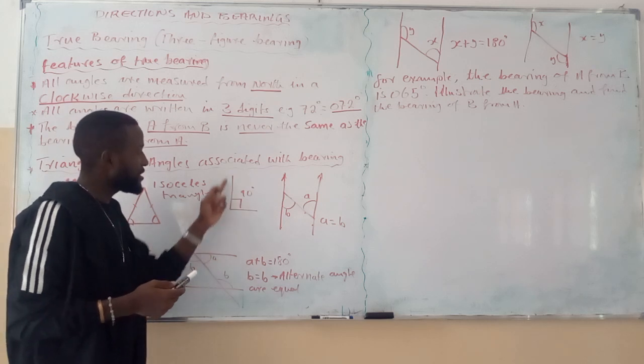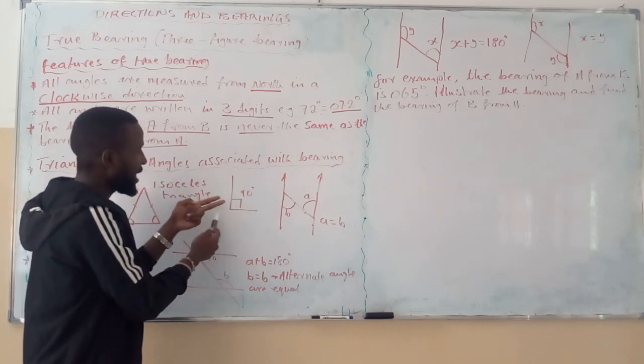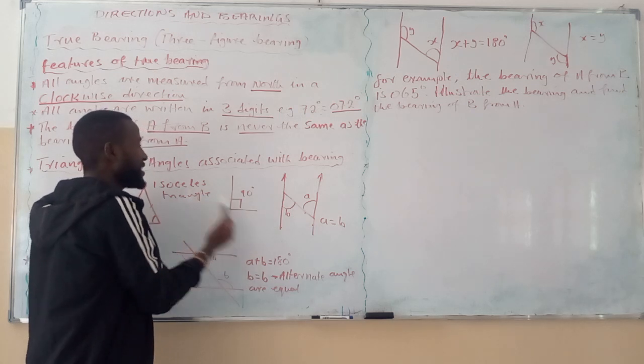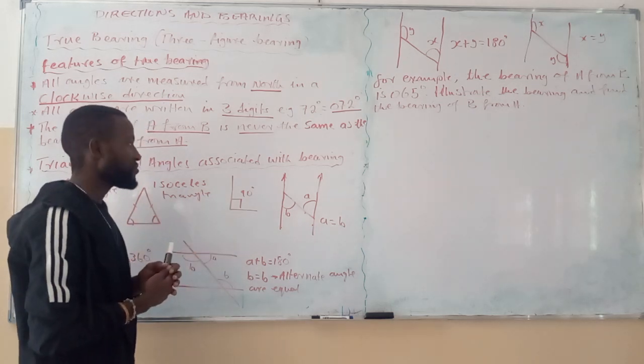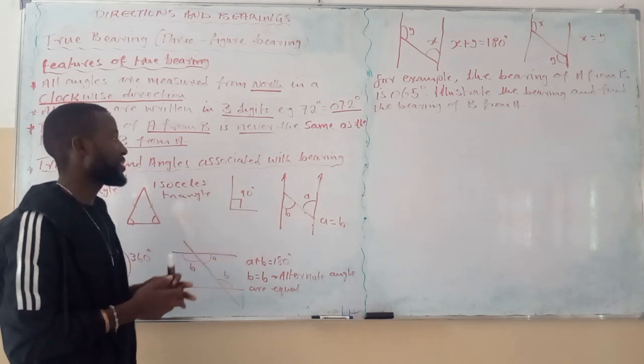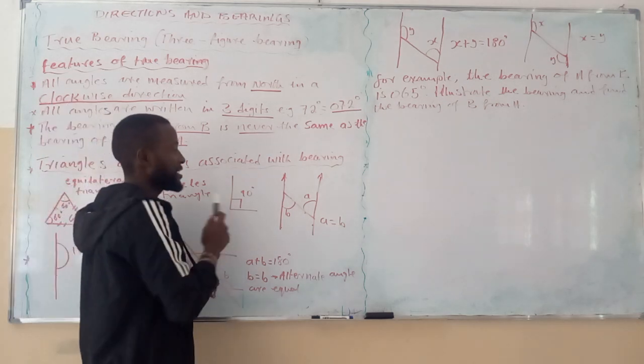So this line is a straight line, and this is a straight line, which are meeting at a point. Hence, they are forming 90 degrees. Remember in Pythagoras theorem, we looked at this kind of angle. So this kind of an angle is 90 degrees.